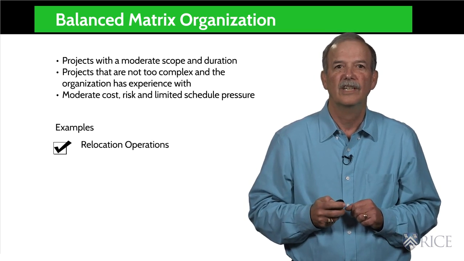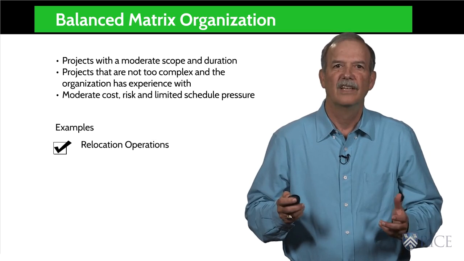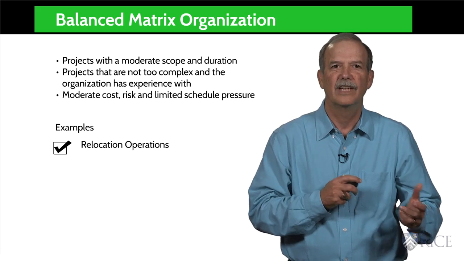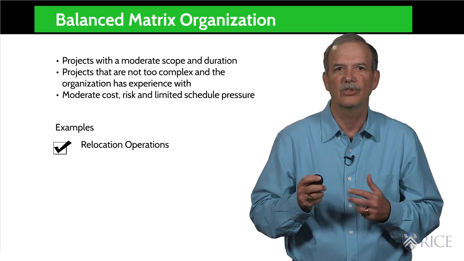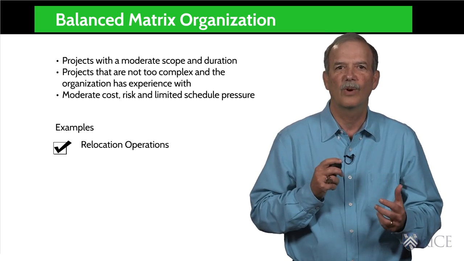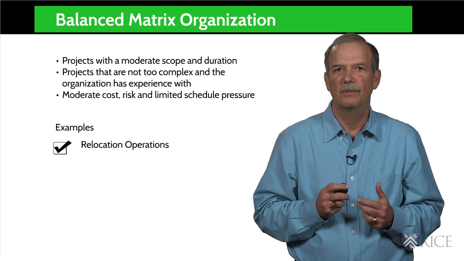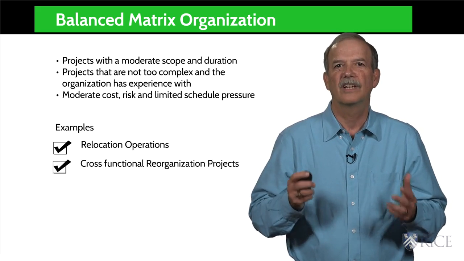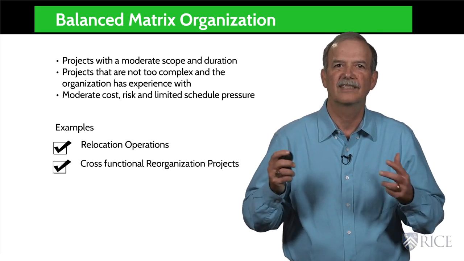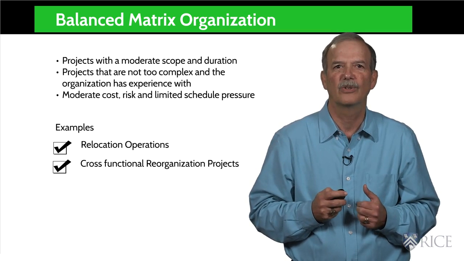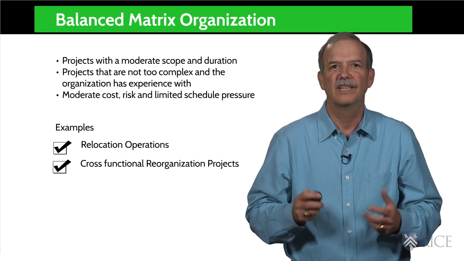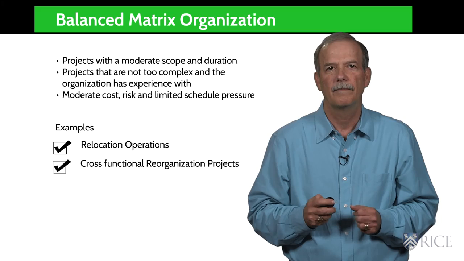Examples include relocation operations. The organization is scheduled to move their operations to a new location. The effort requires some degree of coordination to make sure it comes off in a coordinated fashion, but each function needs to be coordinated and control the move of its people. Reorganization projects across multiple functions. Again, the project needs a central coordinating function to make sure the organizations are compatible and synchronized, yet much of the work needs to be done within the functions.